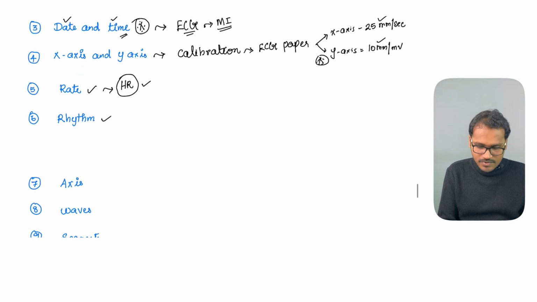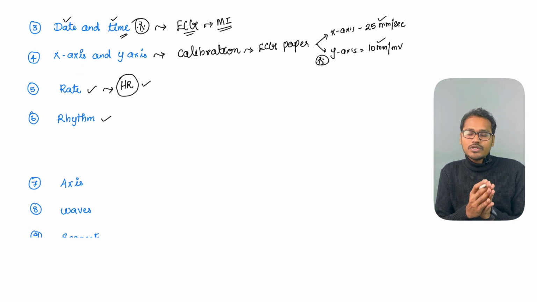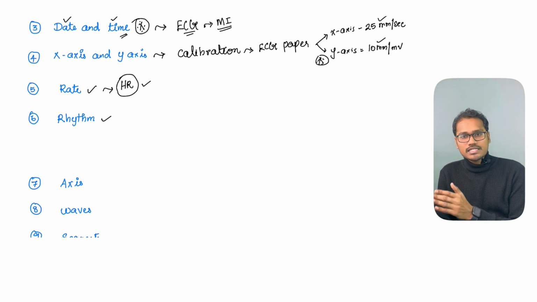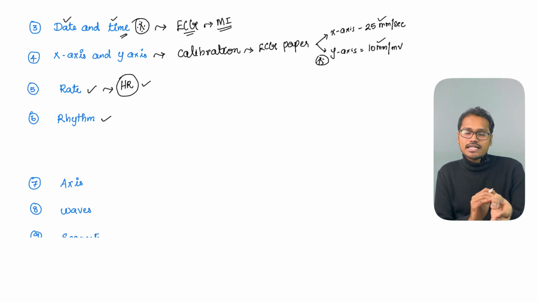Next is rhythm. Rhythm means we are going to read the strip and check whether the P wave is followed by a QRS complex and then a T wave. So we are going to check the rhythm like you do it in the pulse. In the pulse also we check whether the beats are in rhythm, whether they are following a particular pattern or sequence.